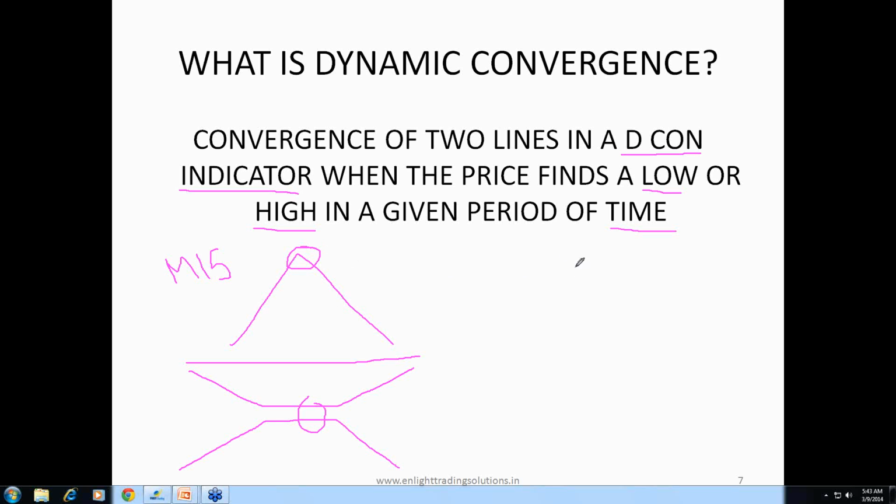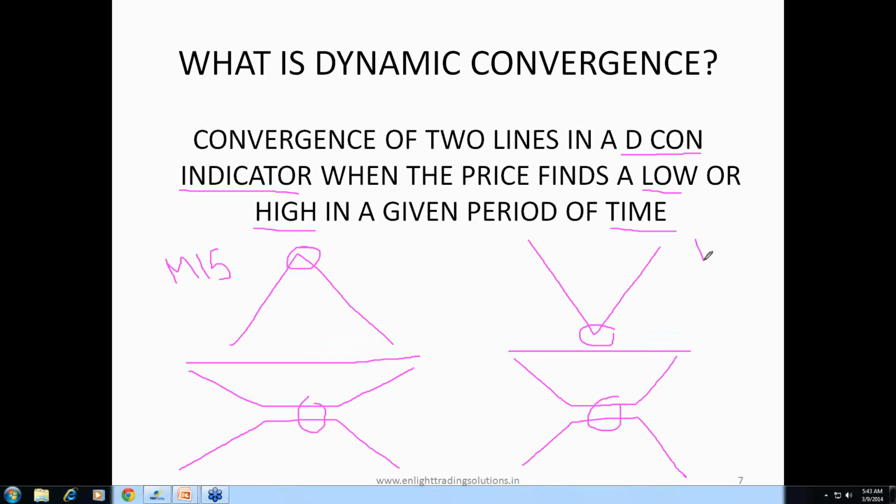In the same way, if the market finds a low and at the same time you have a convergence of two lines at that low, it means this is a real low of the market where you can buy. That's what dynamic convergence means. This is called buy convergence. This is called sell convergence.